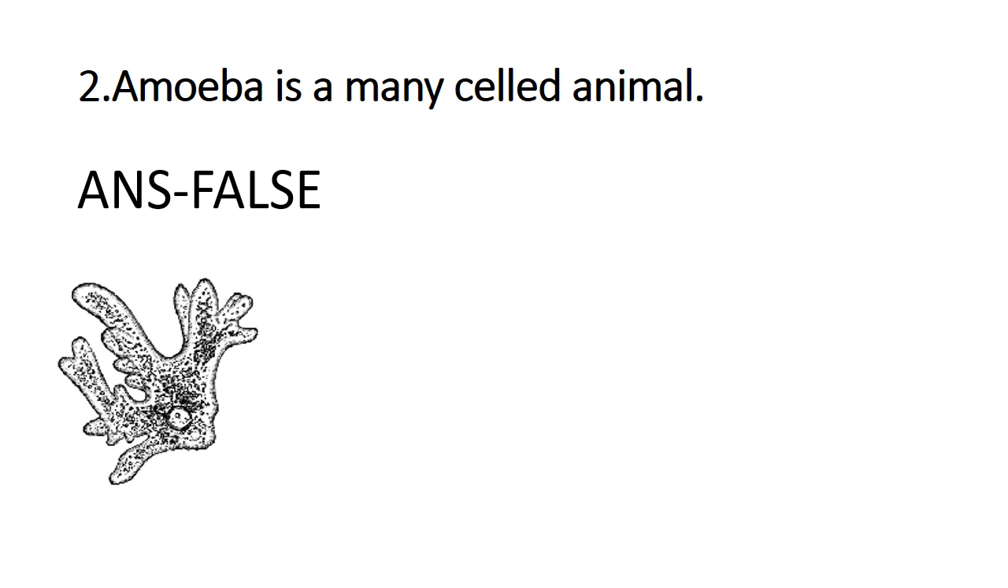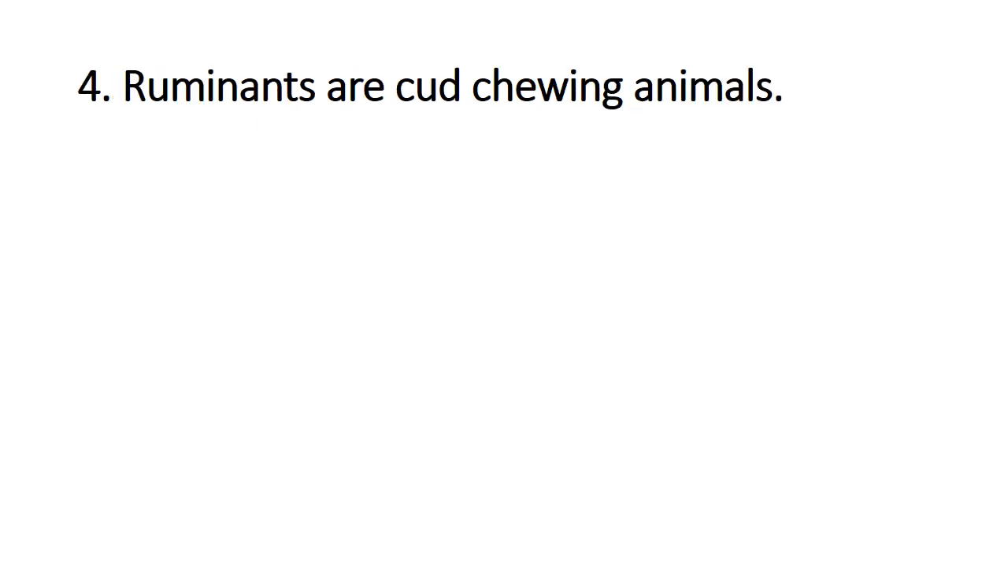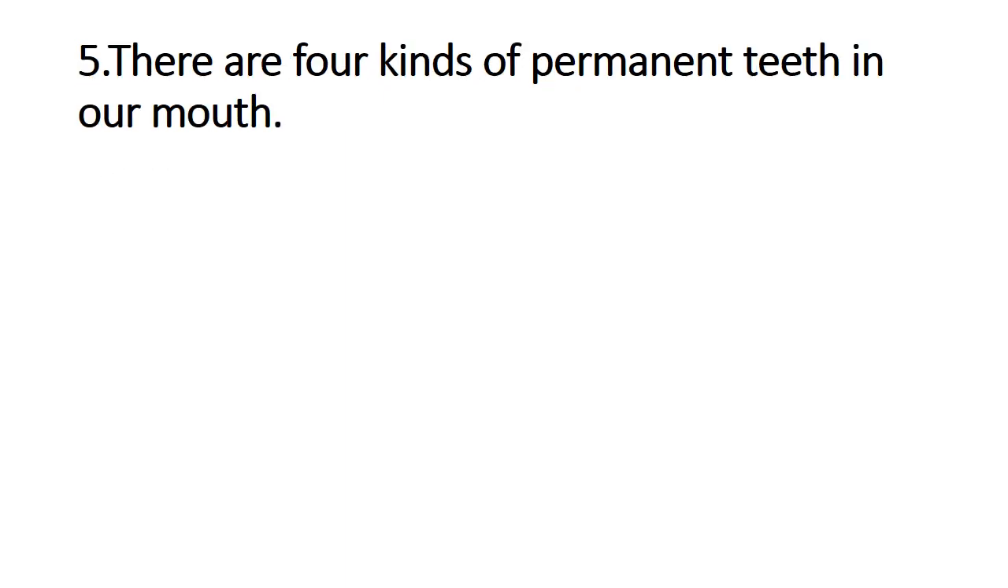Let's see the next question. Salivary glands secrete saliva. So this statement is also a true statement. Let's see the fourth question. Ruminants are curd-chewing animals. So this statement is also a true statement. Let's move on to the fifth question. There are 4 kinds of permanent teeth in our mouth. So this statement is a false statement.